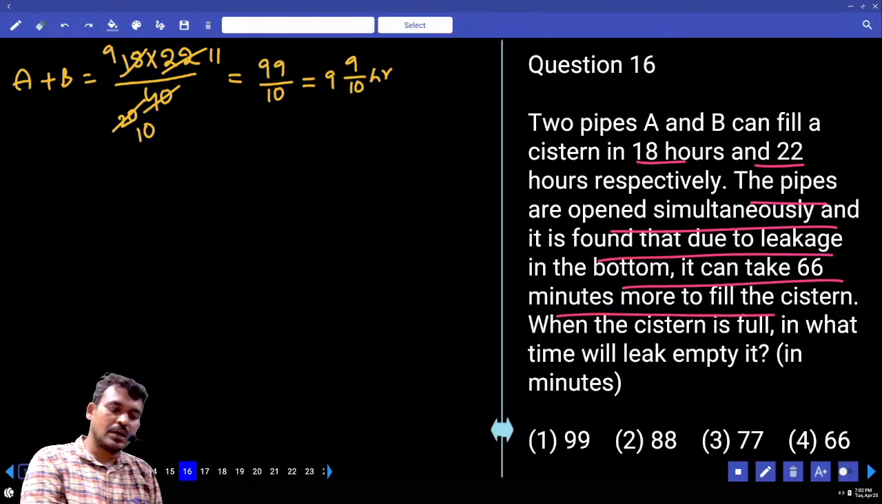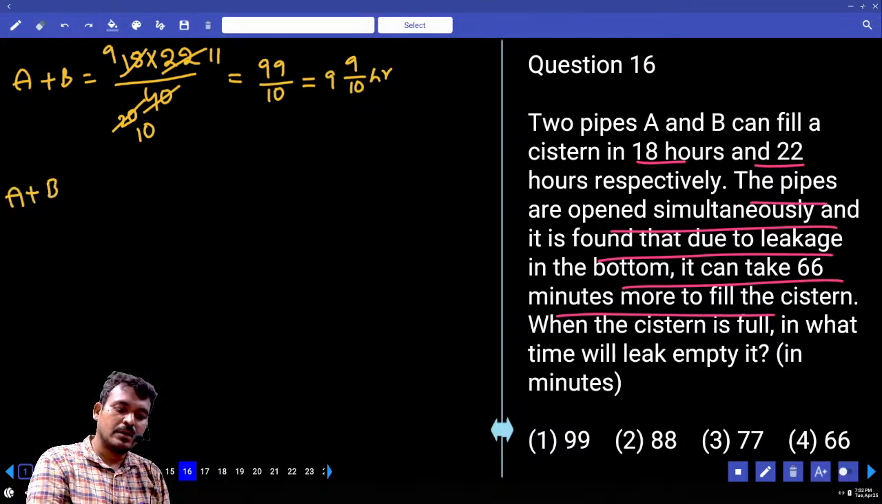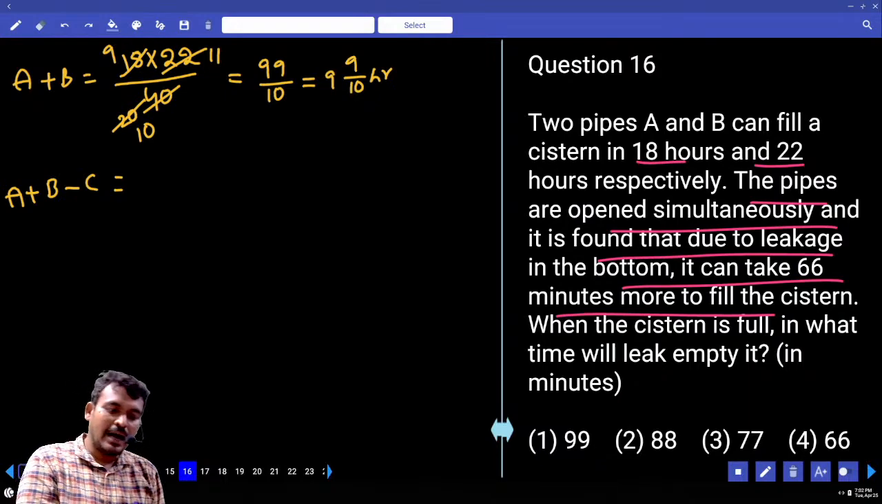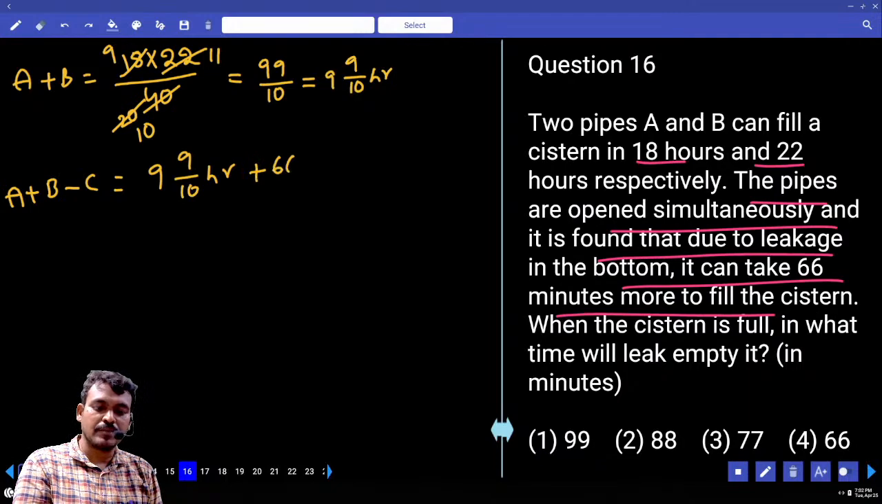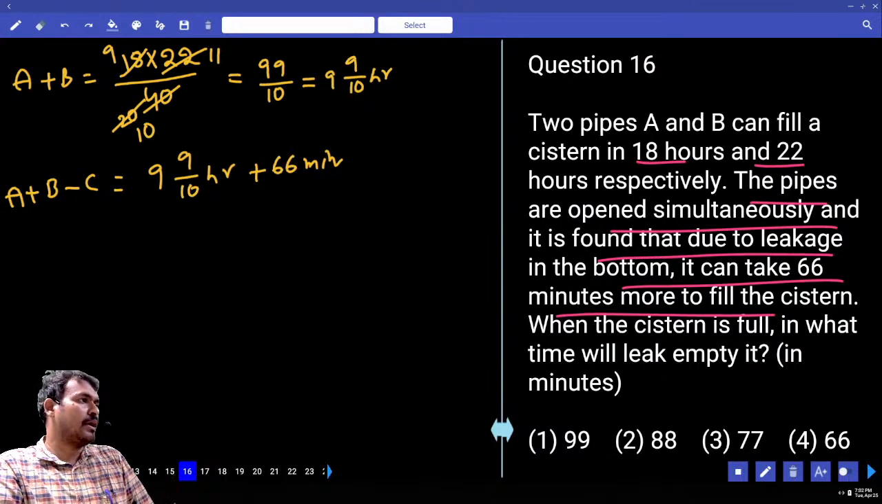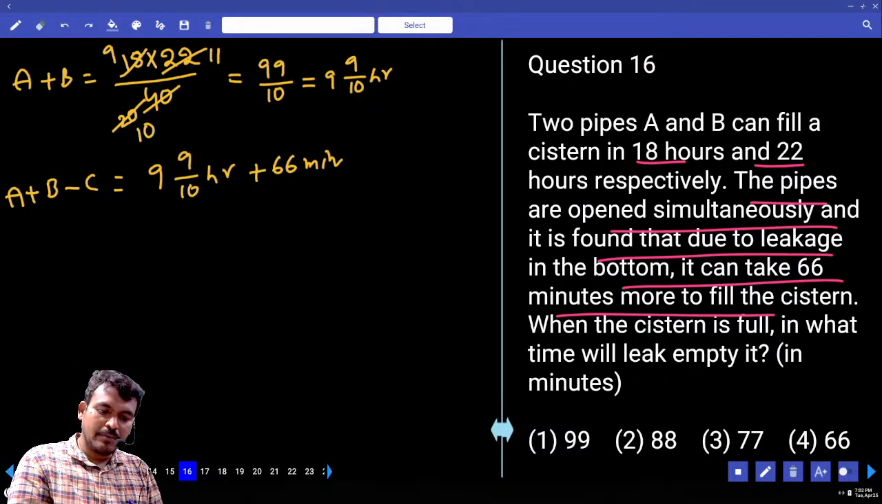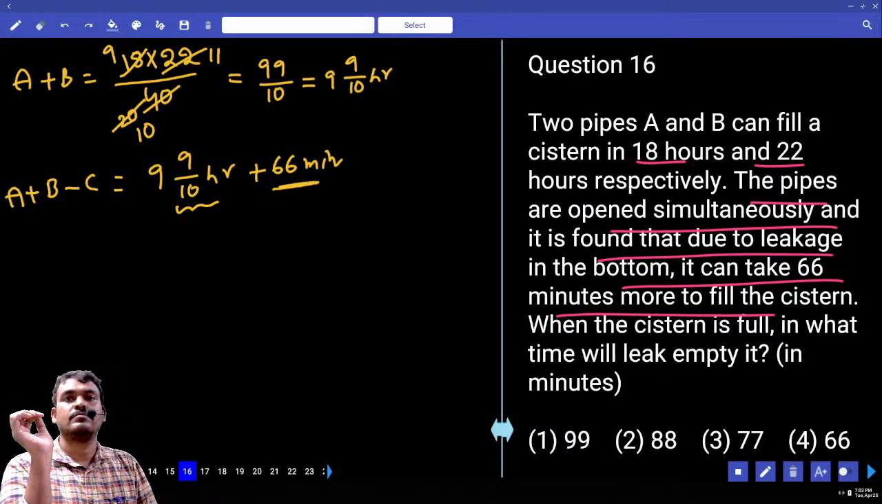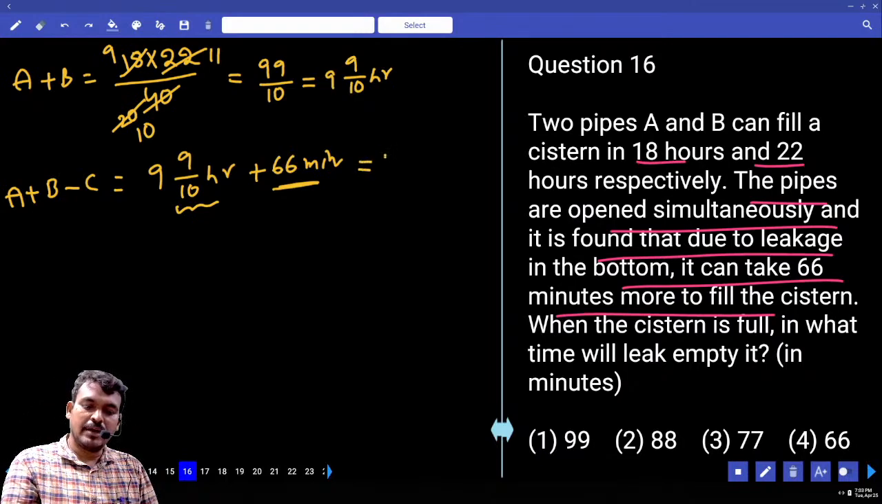More. Including leakage means 3 pipes are working or 2 pipes? 3 pipes. Compared to together, including leakage, how much time is extra taken? 66 minutes are extra, on top of the together time of 9 by 10 hours. 9 by 10 hours means it is 54 minutes. 54 plus 66, 120 minutes. How many hours? 2 hours. 9 plus 2, 11 hours.